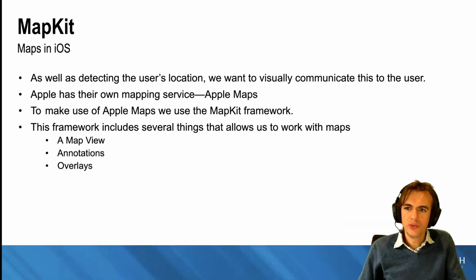So, in addition to detecting the user's location, we also want to be able to communicate this location to the user. Apple has their own mapping service, Apple Maps, and if we want to make use of Apple Maps within our apps, we do this via the MapKit framework. This framework has a number of things that allow us to work with maps. It provides a map view that is interactive, zoomable and scrollable. It provides annotations that we can add to the map, and it provides overlays that we can also add on top of the map and interact with.